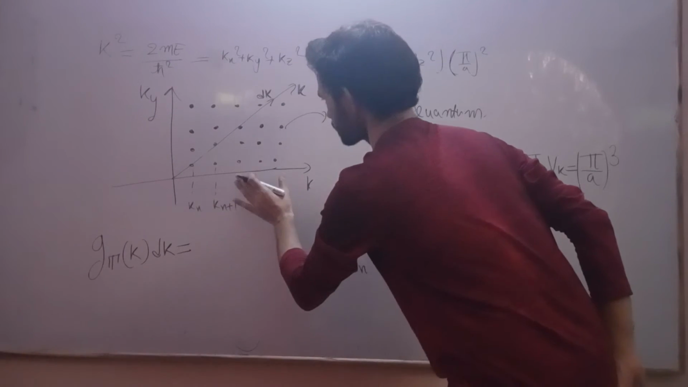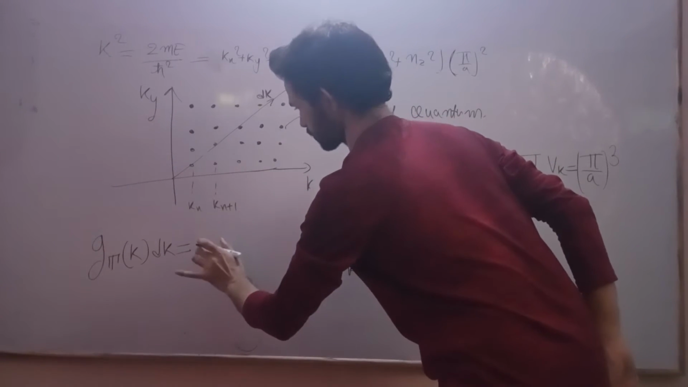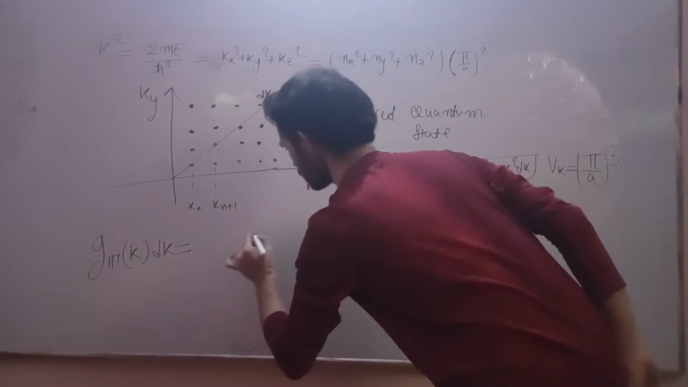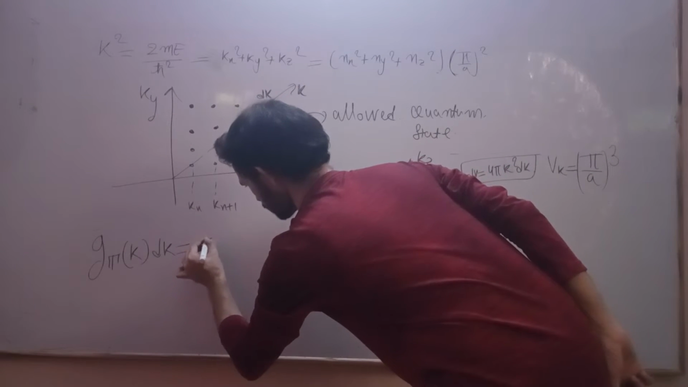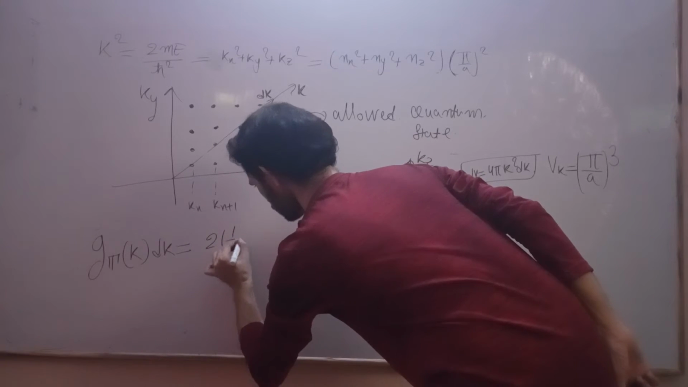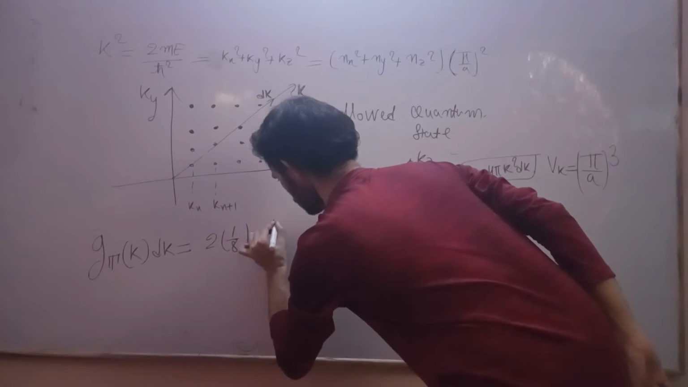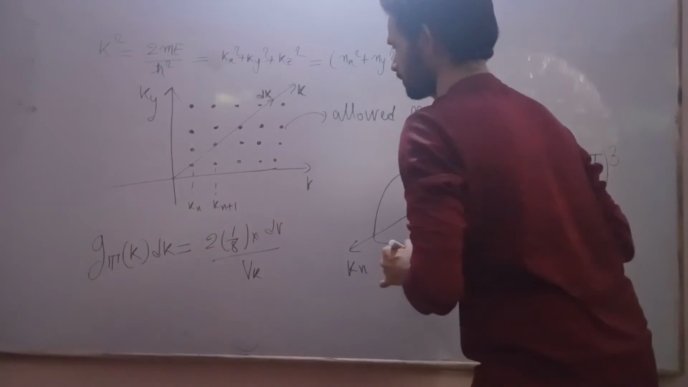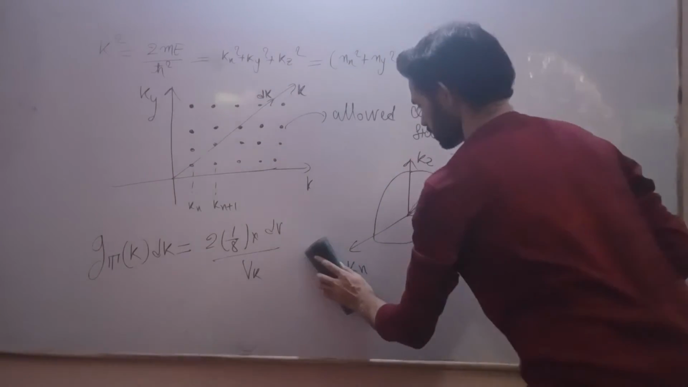Is equal to, we are seeing in what, in two dimensional k space. Okay, so g(k) dk is equal to how much? First, 2 into 1 by 8 into differential volume divided by volume of the quantum state. Okay, so volume of quantum state.